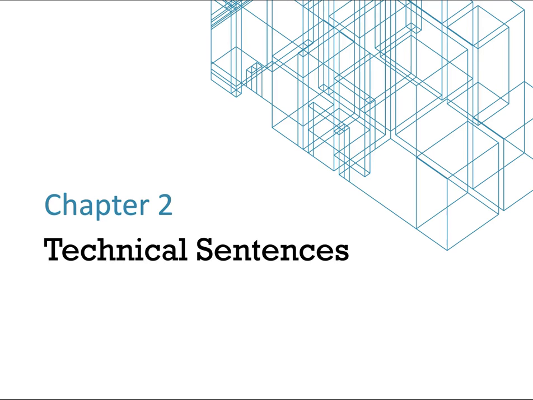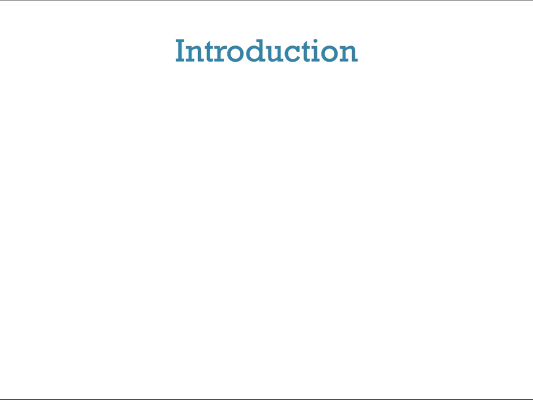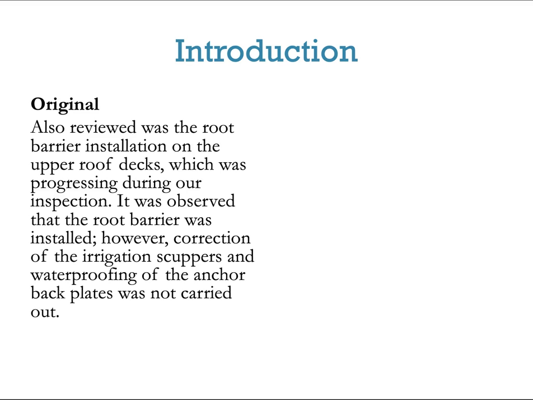Chapter 2, Technical Sentences. This chapter we're going to cover examining technical sentences. So the first thing we're going to look at is a typical technical description, and in this case it was written by a civil engineer. So this is a typical technical description, and as you can see, it is a bit verbose.